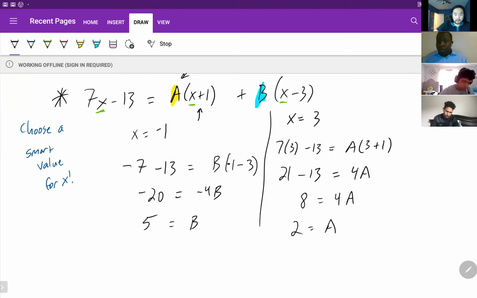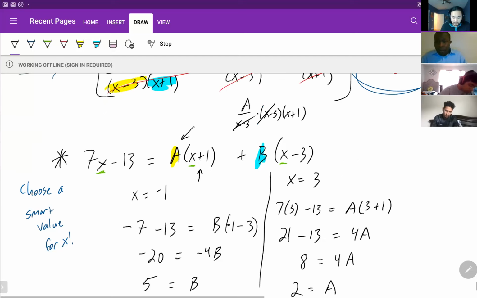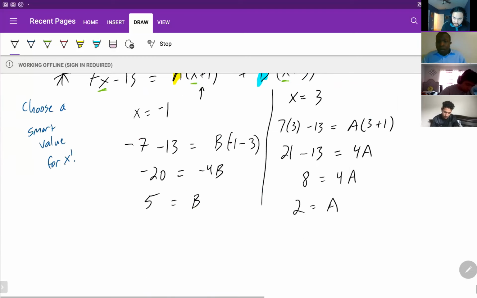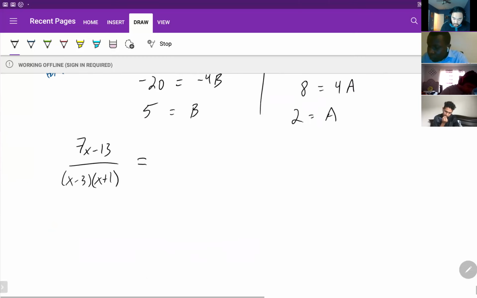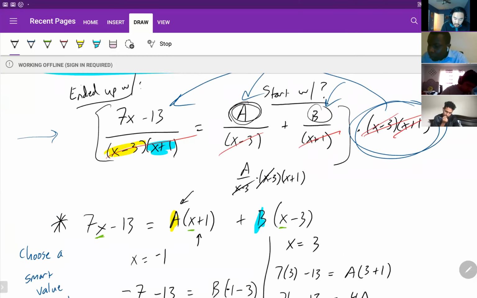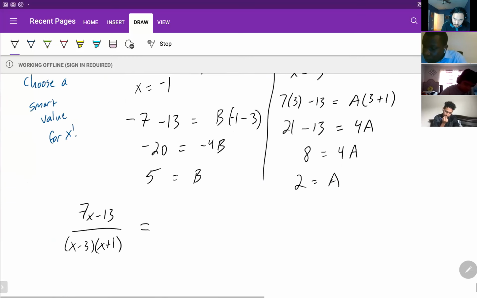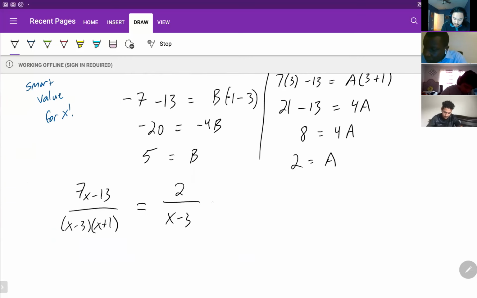All right. So what did we just do? We just figured out the two pieces that the initial fraction came from, right? So watch, let me recap here. 7x minus 13 over x minus 3, x plus 1. We can now say that this is going to equal my a, which is 2, over x minus 3, plus my b over x plus 1.